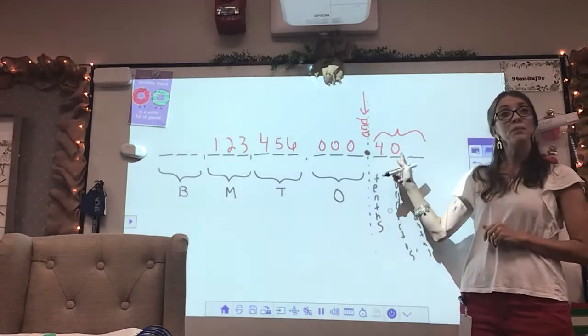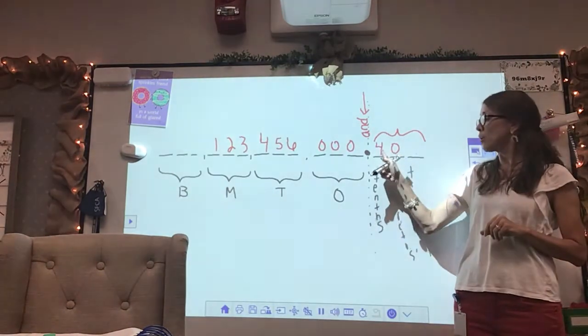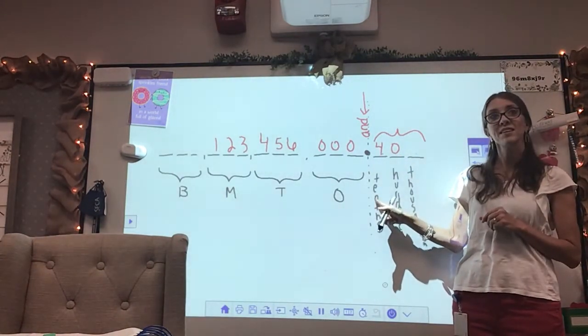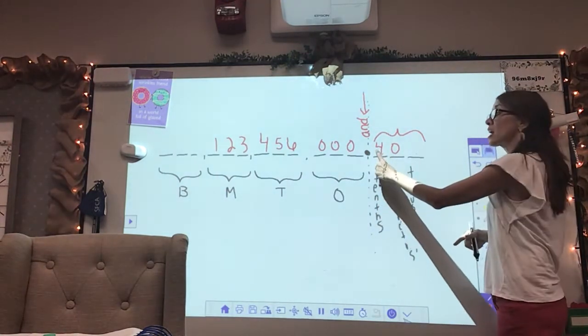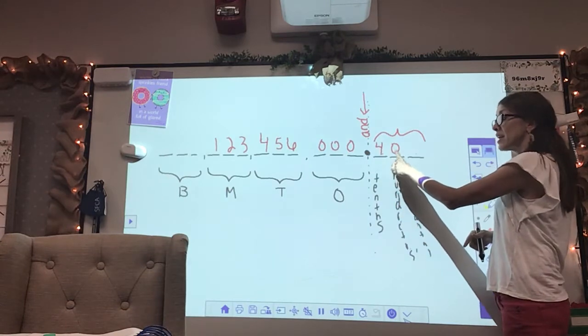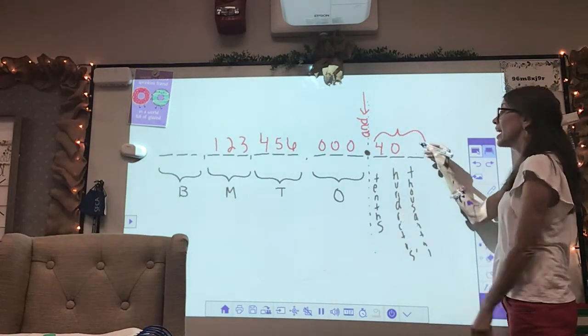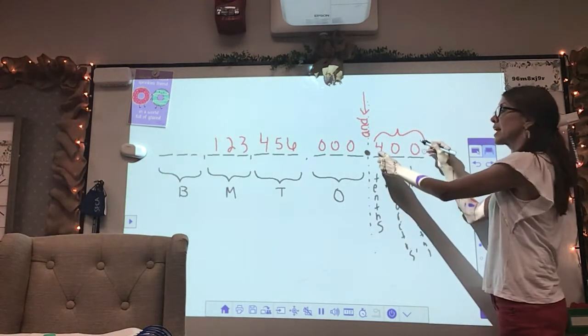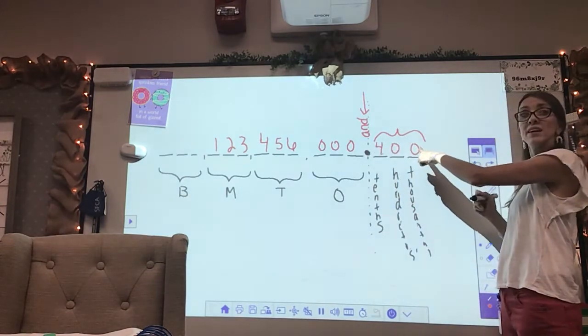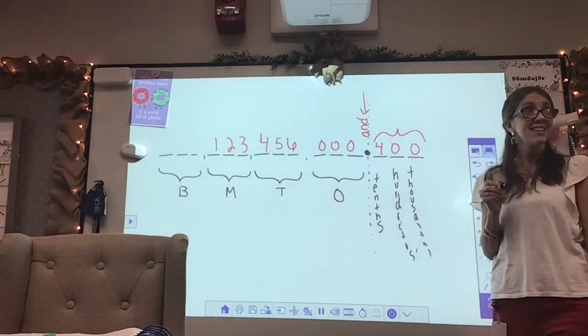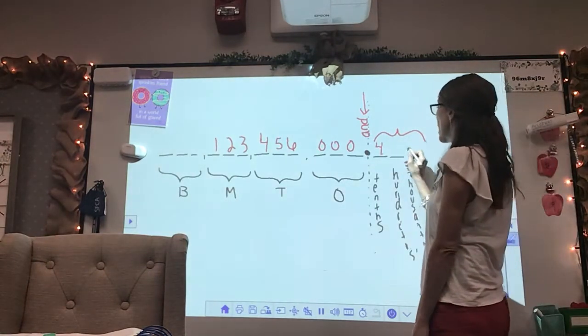If I put this up here, some of you are going to say, oh, it's 4/10. Okay, now, it's equal to 4/10, but this is actually what? 40/100ths. And this would be equal to 4/10, and it'd be equal to 400ths, but you actually read it 400 thousandths.